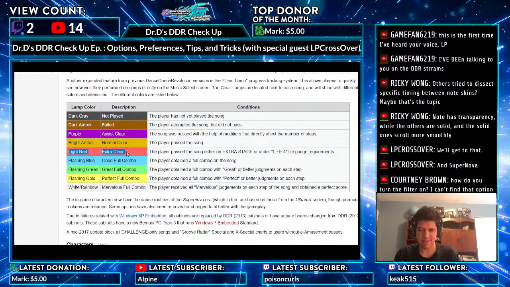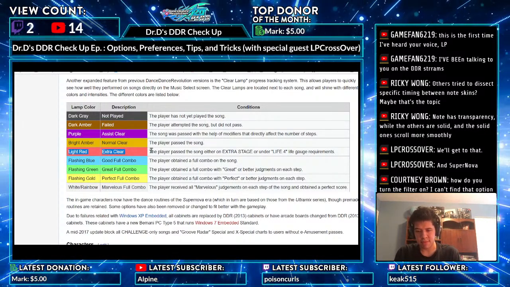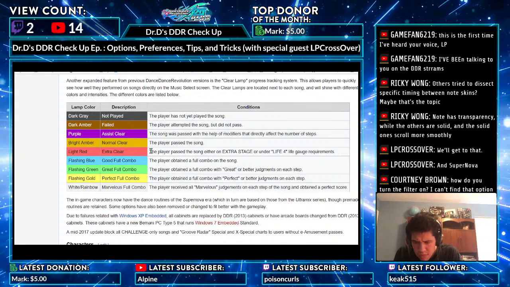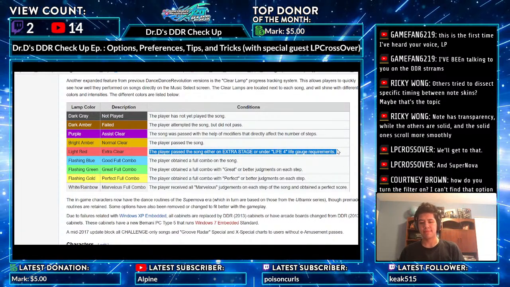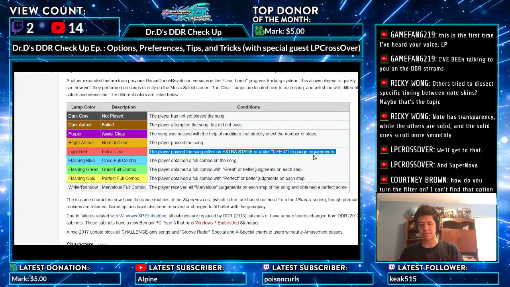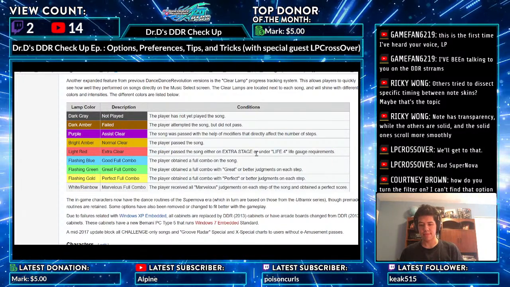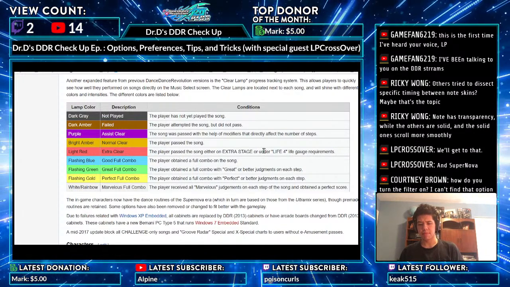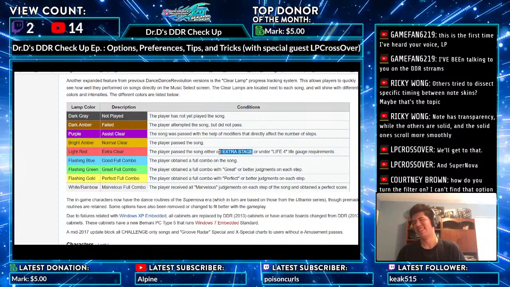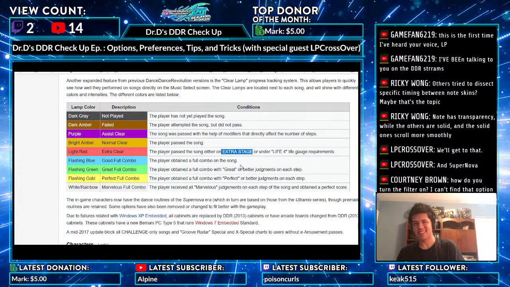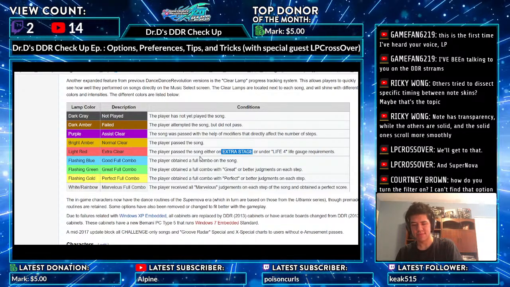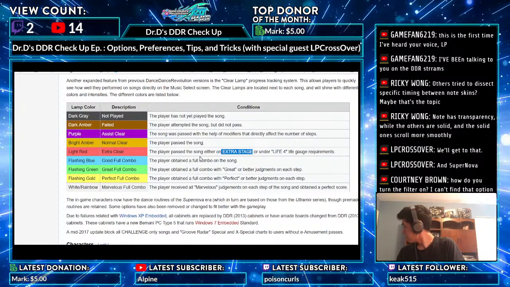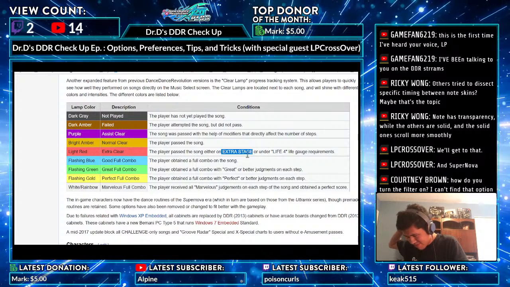Now red, and this one there's a lot of confusion over, and I want to explain that. This means the player passed the song on either extra stage or life 4 with life gauge requirements. And this is why it's confusing. Wikipedia is wrong. It is not extra stage. If you play a song on extra stage, it will not count towards it. It has to be on life 4 during the regulars.